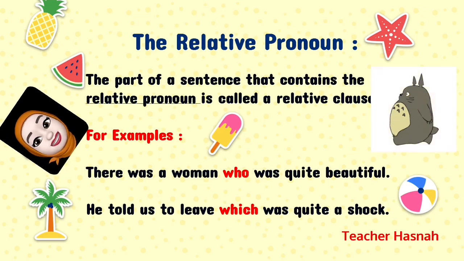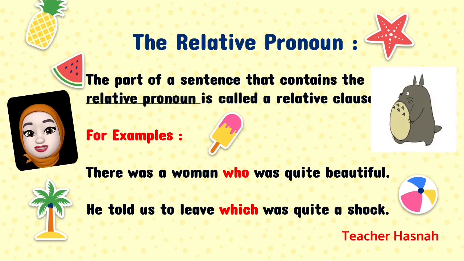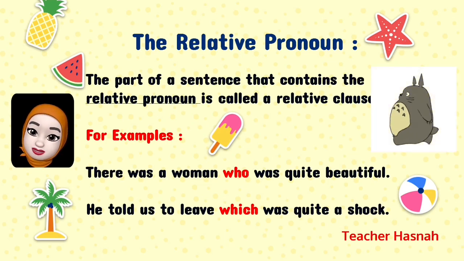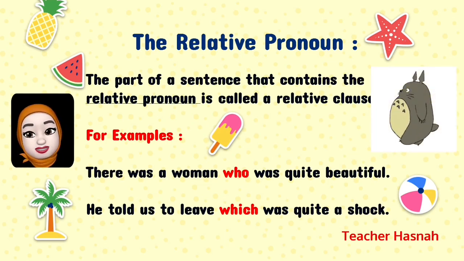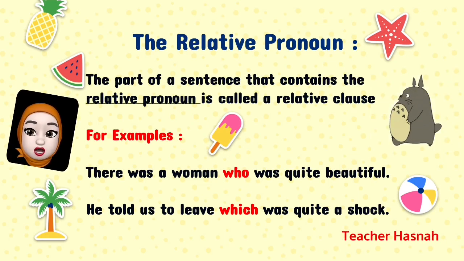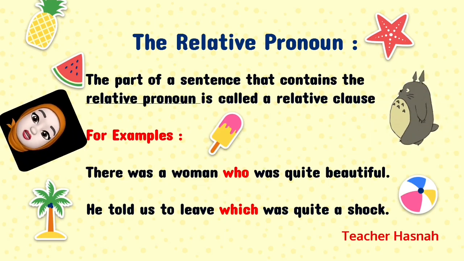The part of a sentence that contains the relative pronoun is called a relative clause. For example, there was a woman who was quite beautiful. Was quite beautiful here is the relative clause. He told us to leave, which was quite a shock. Was quite a shock here is the relative clause.